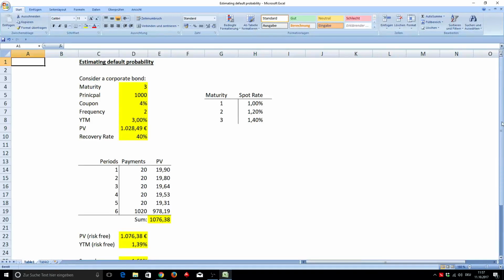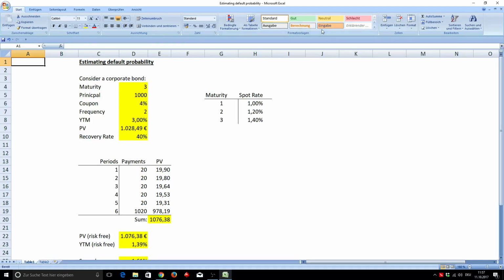Hey guys, in this video I want to show you how to estimate the default probability of a corporate bond. There are several ways how you can do this. You can use credit default swaps, or you can just look at the rating agencies. But in this example we're going to come up with a default probability by using the bond's present value.